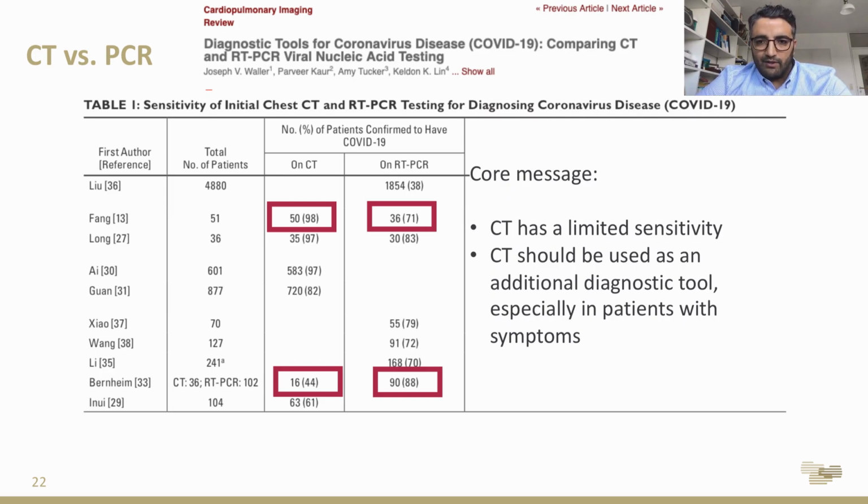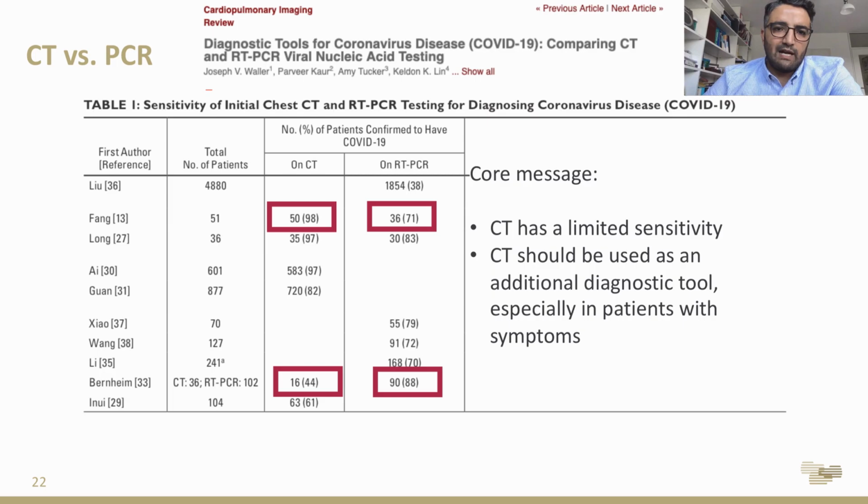What I'm trying to say with these two examples is, when you look at publications or design your study, you must really think about how to design it and what you want to answer exactly, what your cohort is, which images you are going to include, the inclusion criteria. They play a huge role and cause these differences in the studies. The conclusion from this review is that CT has a limited sensitivity and should be used as an additional diagnostic tool, which is actually a reasonable conclusion.